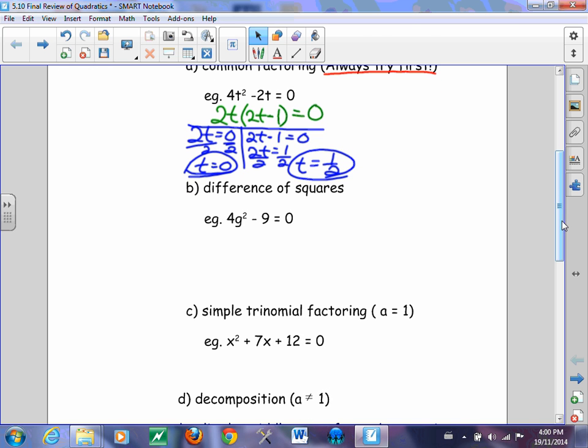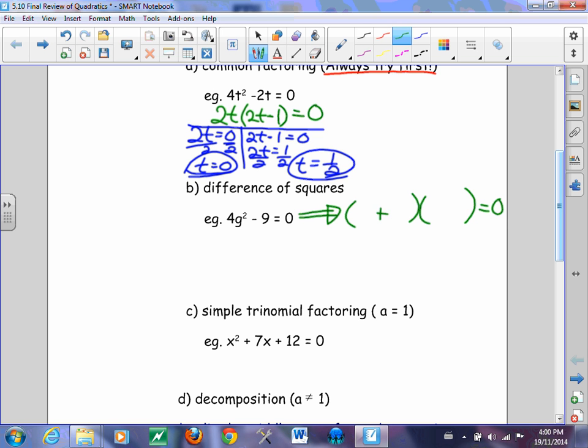Difference of squares, ladies and gentlemen, looks a little different. I'm just going to arrow over so I save some room. To do difference of squares, you set up 2 brackets. You put a plus sign and a negative sign in. Take the square root of the first, which is going to be 2g. Take the square root of the last, which is going to be 3. Then you realize, I've got the left side with factors and the right side equal to 0, so you have to solve each of these brackets. So 2g plus 3 equals 0, or 2g minus 3 equals 0.